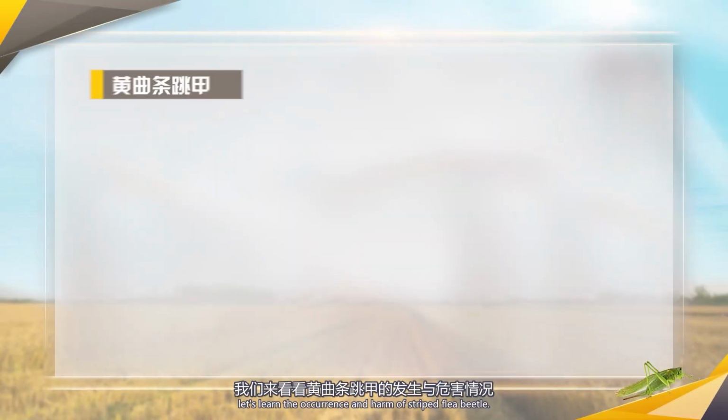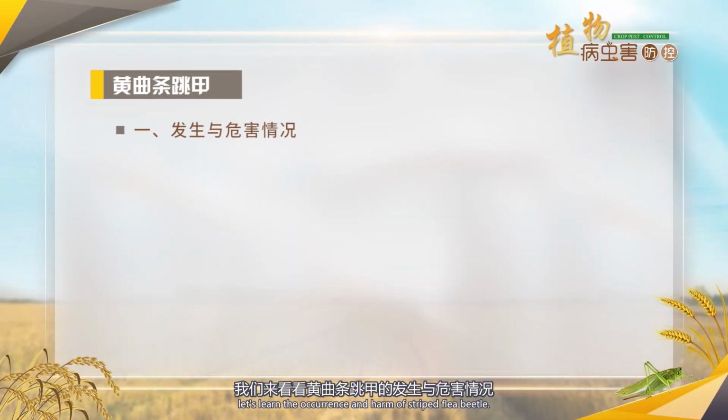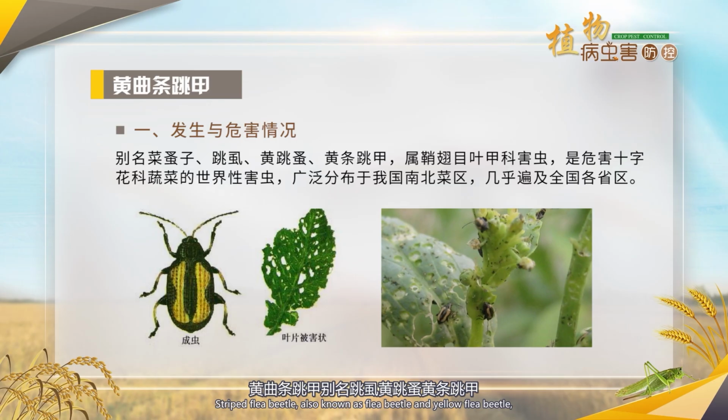Today, I'll explain the striped flea beetle. First of all, let's learn the occurrence and harm of striped flea beetle. Striped flea beetle, also known as flea beetle and yellow flea beetle, is a pest of the leaf beetle family in Coleoptera and a worldwide pest that harms cruciferous vegetables.